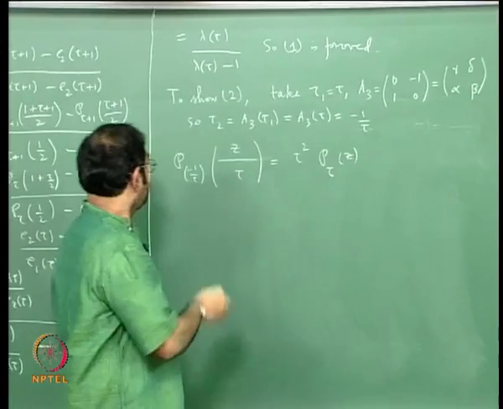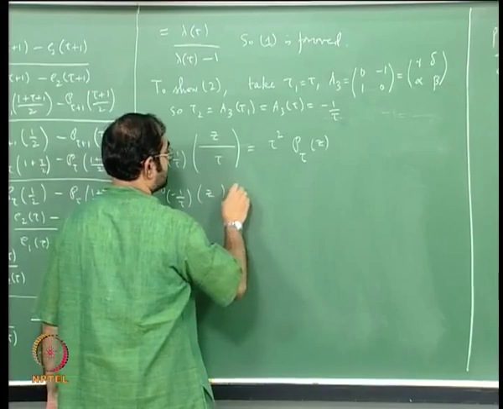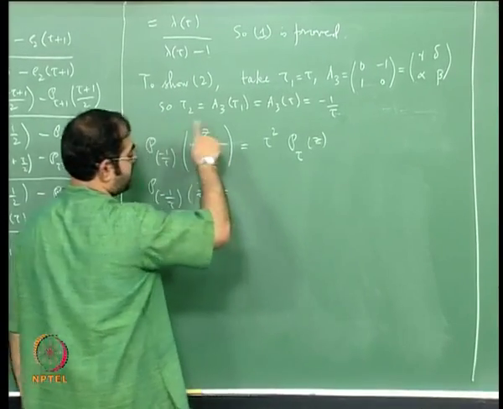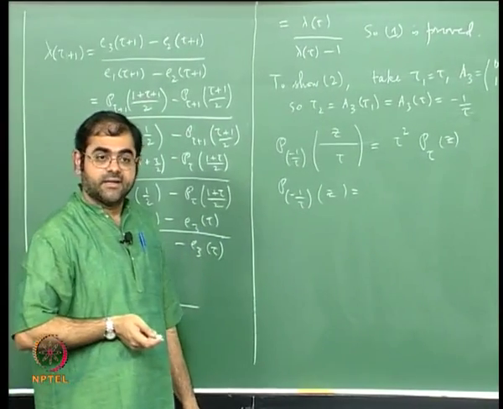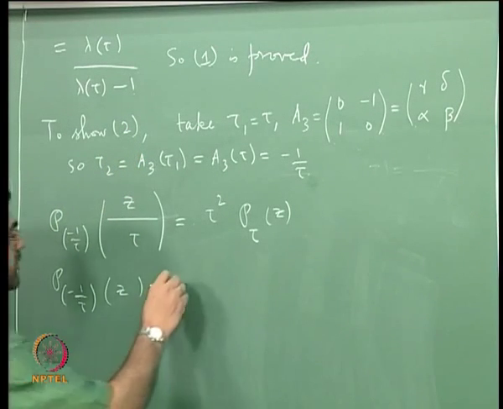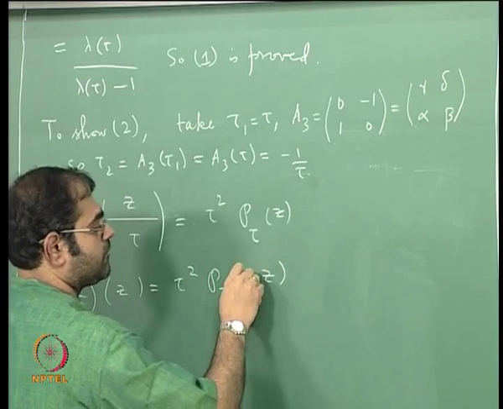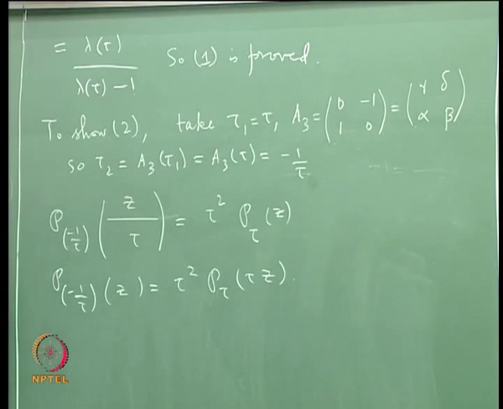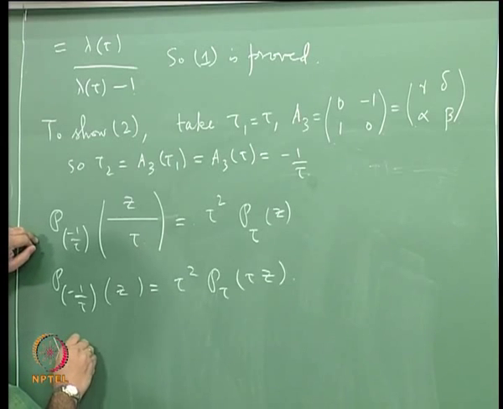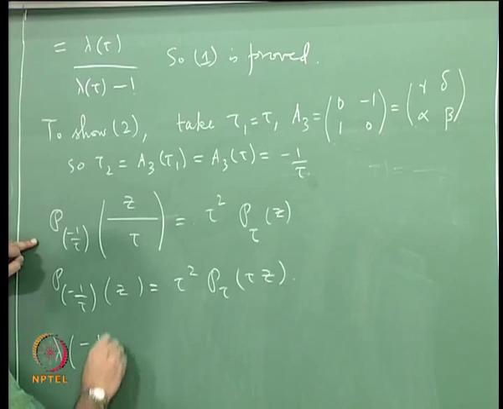Okay, and for convenience I can write this as P of minus 1 by tau of Z. If I replace Z by tau by Z, then I have to replace Z by Z tau, so this will become tau squared P tau of tau Z. Okay, and now you go through the same computation. You calculate what is lambda of minus 1 by tau.